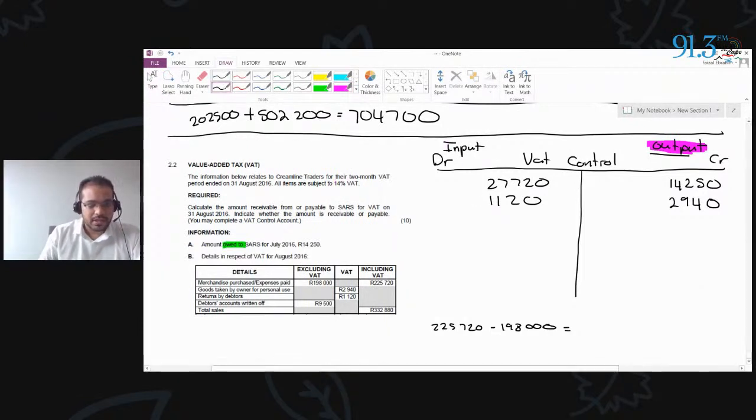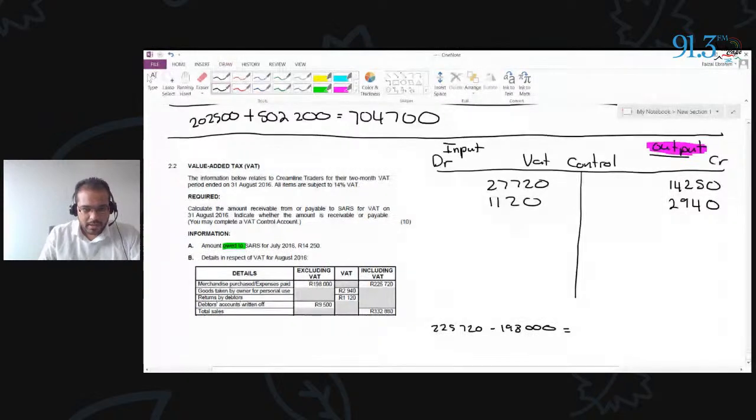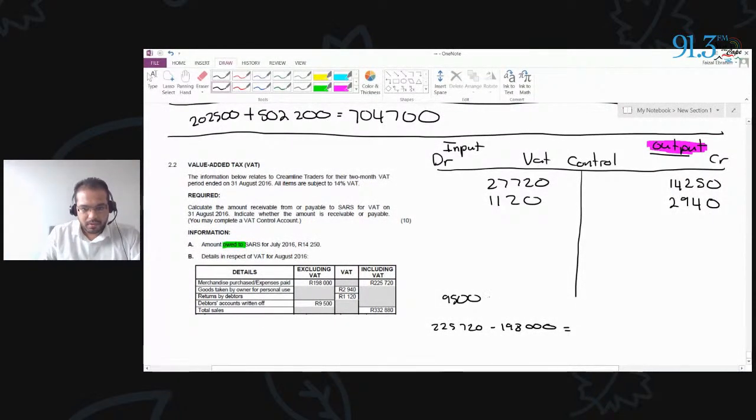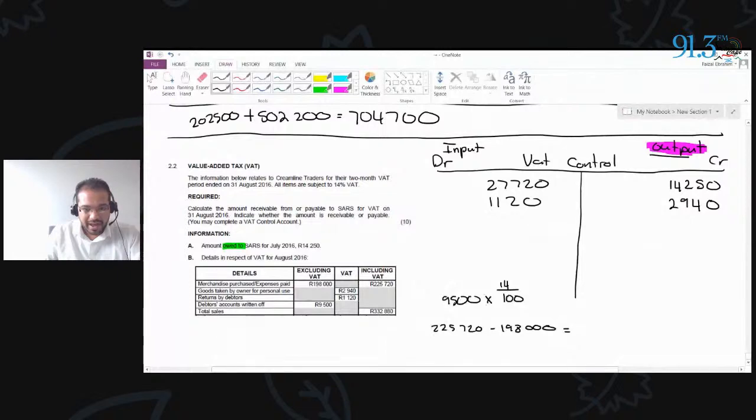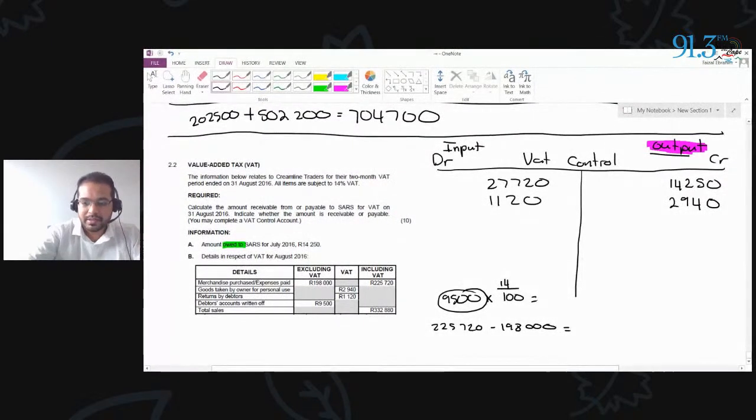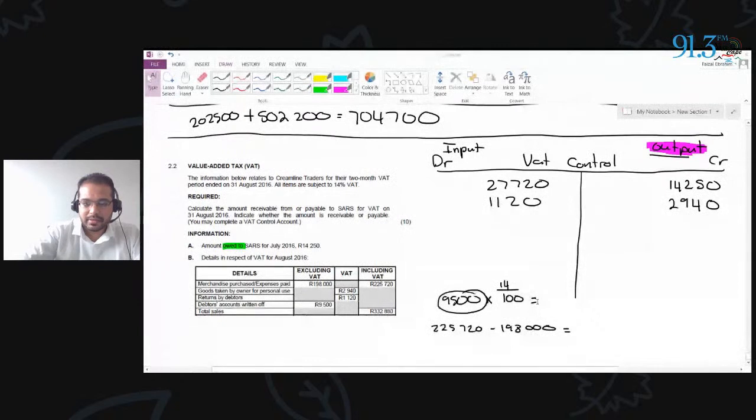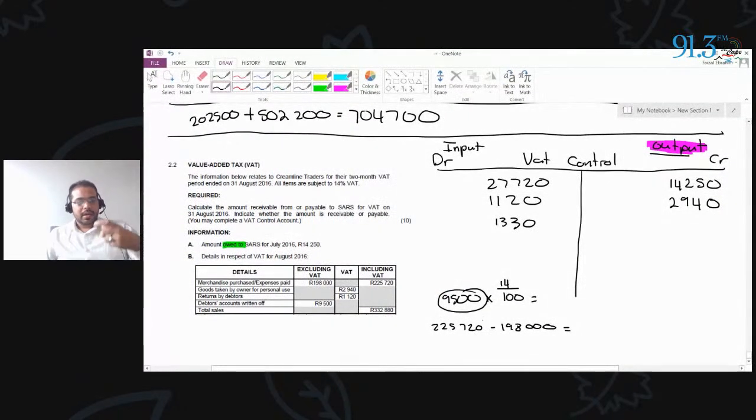So what we're going to do now is say 9,500 times, it's an amount excluding VAT, so I want the VAT amount. So I want the 14 over the 100, because an amount excluding VAT is the 100%. I put in my calculator 9,500 times 14 divided by 100, and I get 1330.